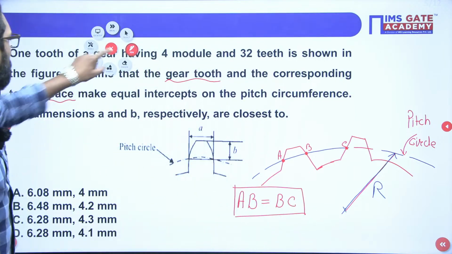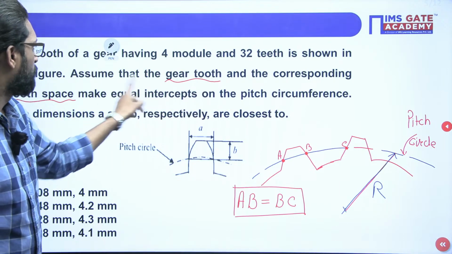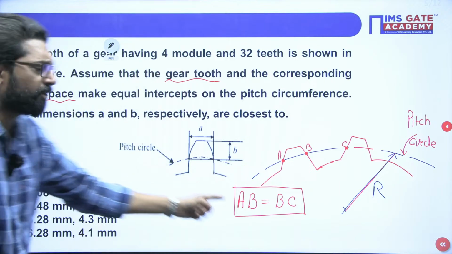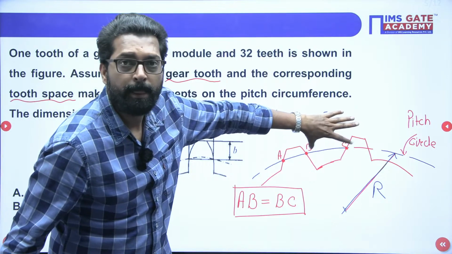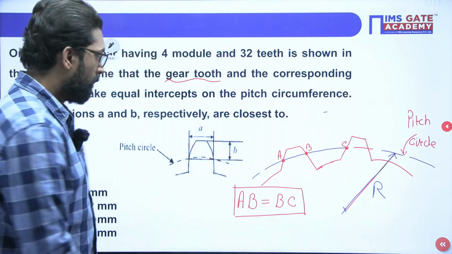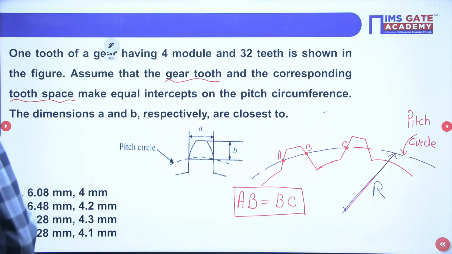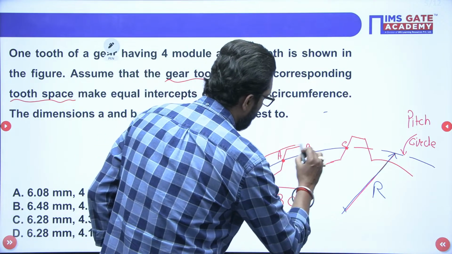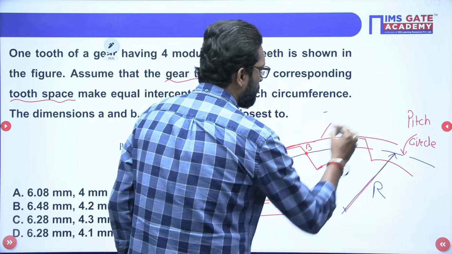That means the gear tooth thickness and the corresponding tooth space are equal, so AB is equal to BC. This is given. Now, my dear, if you draw the circle from above this one, this is your addendum circle. What is that?